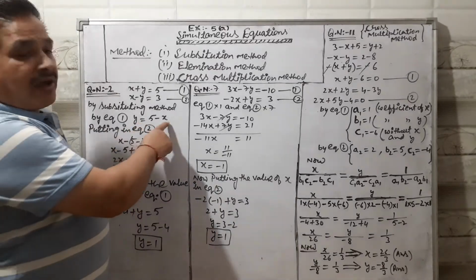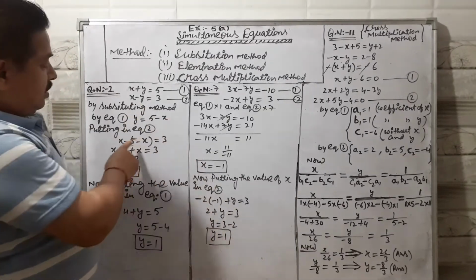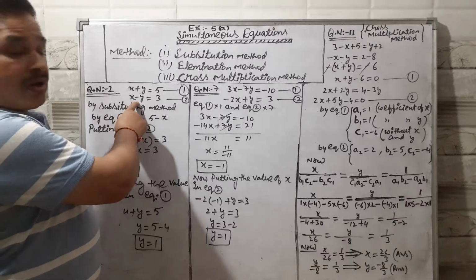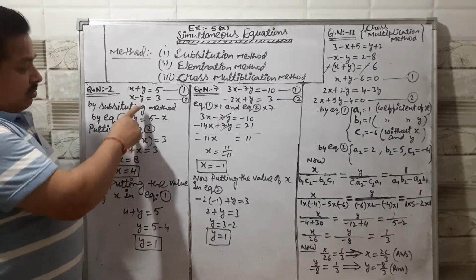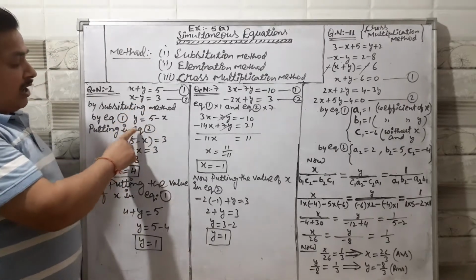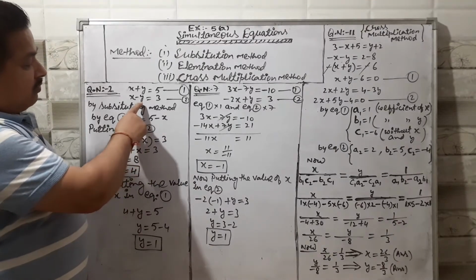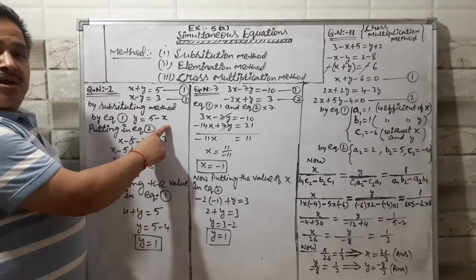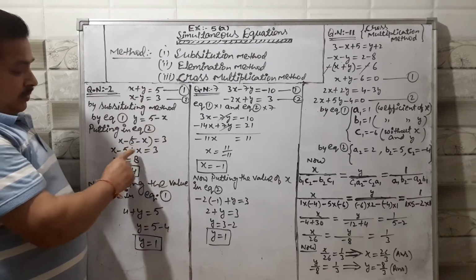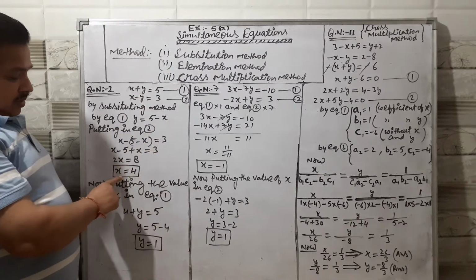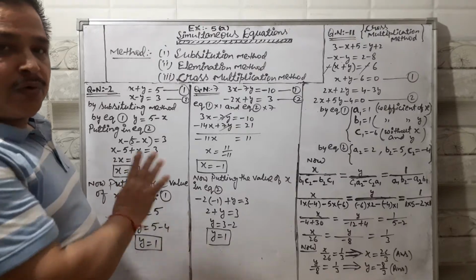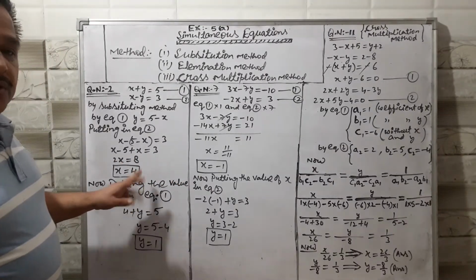Now I am putting this value in equation number 2. This is equation number 2. So in place of y I put 5 minus x. So I am going to put in place of y, 5 minus x from equation 1. So see this. So the x value will come 4.